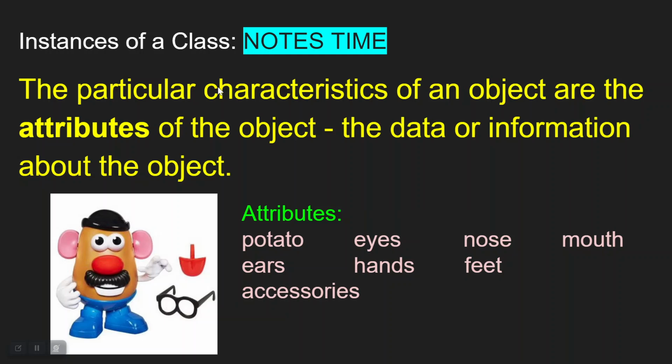So the particular characteristics of an object are what we call the attributes of that object. So this is the data or the information about it. So again, you think about what are the attributes of this particular thing you're trying to simulate, and what do they all have in common? Whatever they all have in common, those are the attributes. So again, you've got your potato, your eyes, your nose, and so on and so forth.